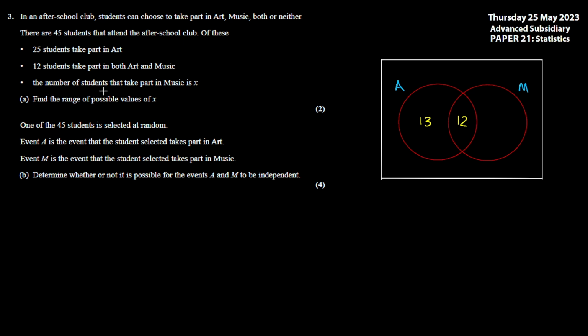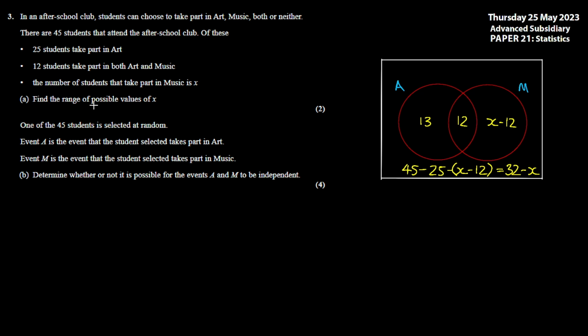Now we reach the slight complication in that we know that the number of students that take part in music altogether is X. So this area here must be X minus 12. Adding them together, of course, we'll just get X. So what about round the outside? Well, this will be 45 minus everybody here. 25 minus X minus 12. And this is equal to, this makes 20 plus 12. So this is going to be 32 minus X.